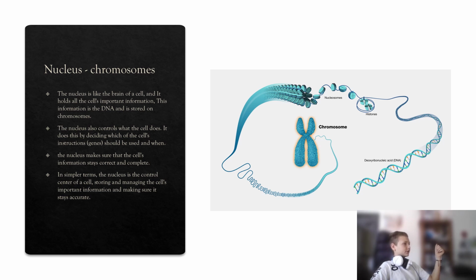The nucleus also controls what the cell does. It does this by deciding which of the cell's instructions, or genes, should be used and when. That also comes down to the chromatin, which helps decipher those genes and pick which ones. The nucleus makes sure that the cell's information stays correct and complete. In simpler terms, the nucleus is the control center of the cell, storing and managing the cell's important information, making sure it stays correct and accurate.